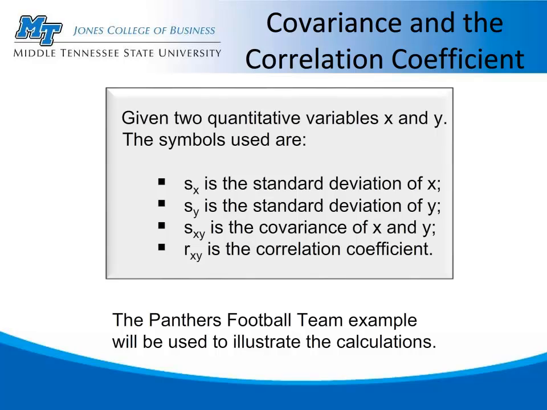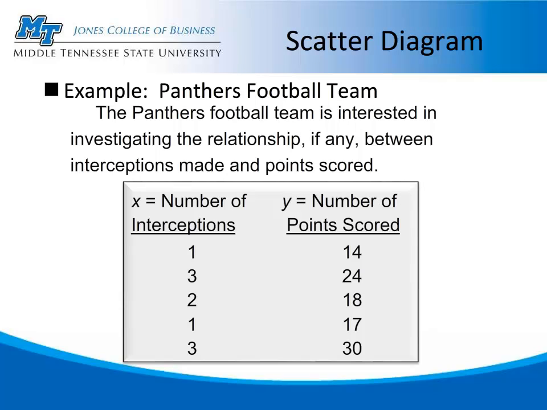So I'm going to use the Panthers football team example. That was the one where we had the scatter diagram. It was looking at the interceptions against the points scored. Is there a relationship between those two items? I'm going to use that example to illustrate the calculations. And standard deviation's lengthy, covariance adds a little bit more to it. So this is the data set that we're going to use. We're going to get the covariance, and we're also going to get the correlation coefficient.